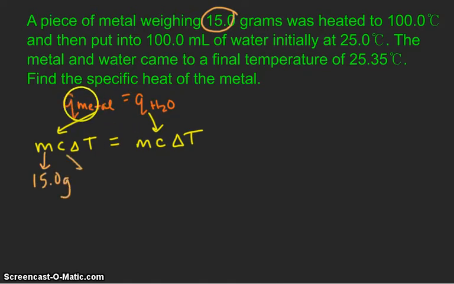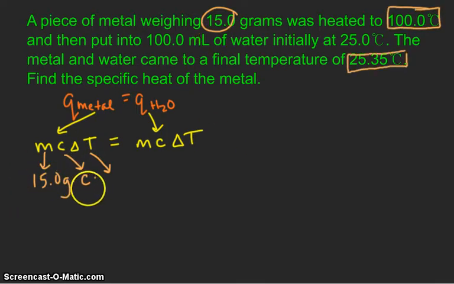Since heat is equal to Q, we can set these equal to mcΔT. The mcΔT of the metal is equal to the mcΔT of the water. So we simply plug in values. We know we have 15 grams of the metal, so that's the mass of the metal. We don't know the specific heat of the metal, so we're going to leave that as C or put X. And then my change in temperature.